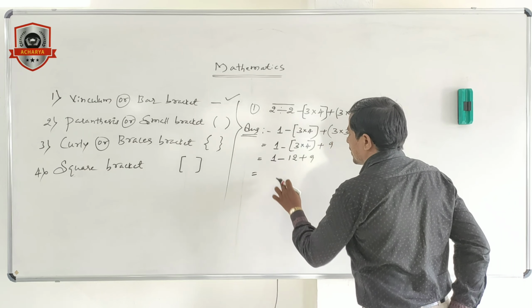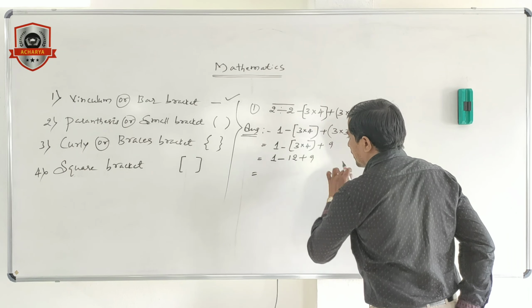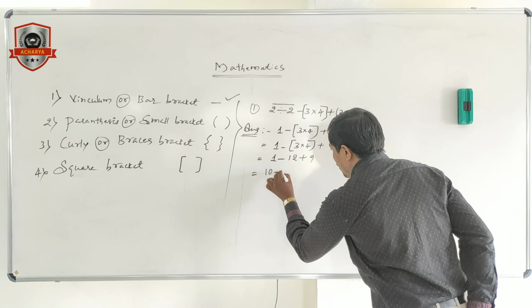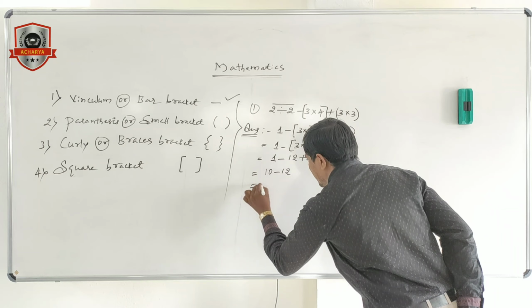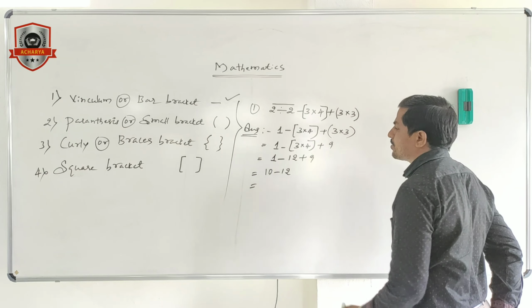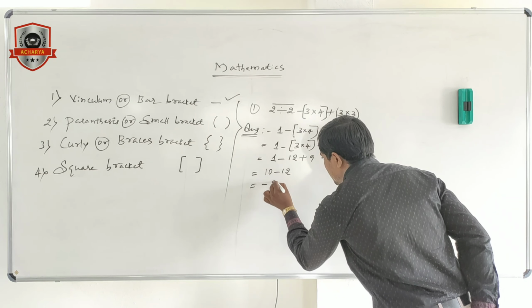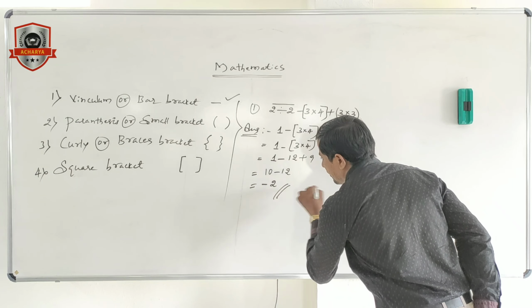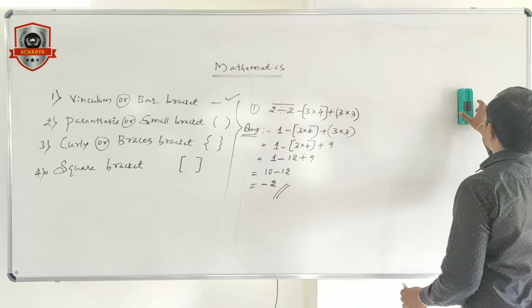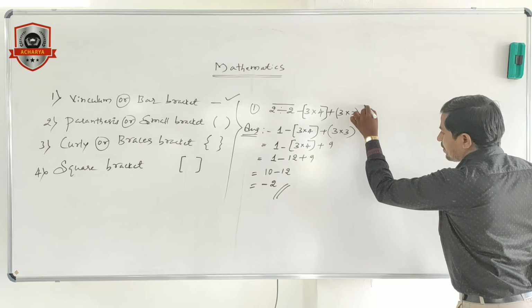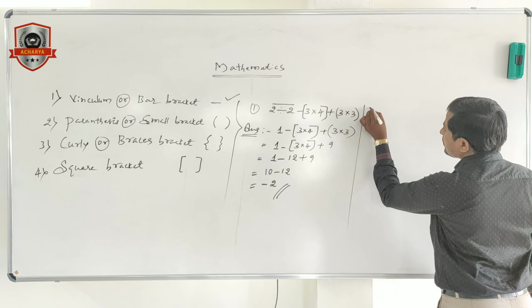Then plus 1 and plus 9 is what? 10 minus 12. What is the answer here? 10 minus 12. The biggest number's sign is what? Minus, then 2. This is the answer. Okay, we'll see another problem.